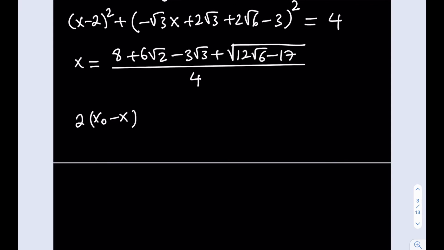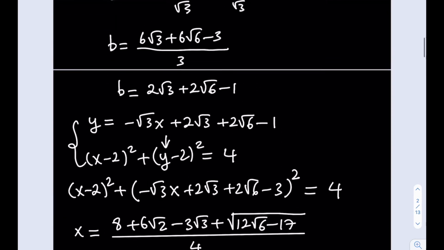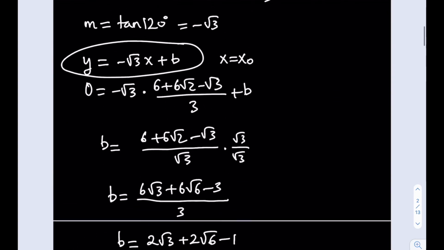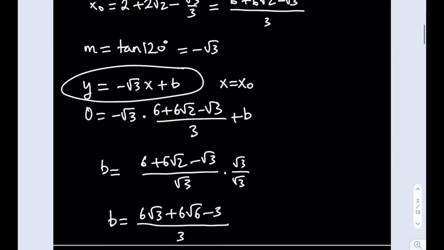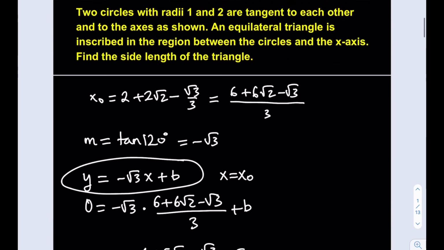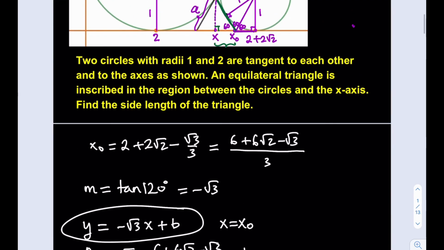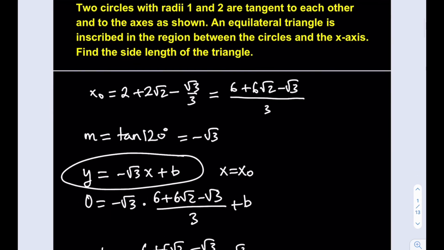Okay, well, what is x0? We've got to go back to where we found it, right? If you remember, x0 was found here. And the way we found it was we subtracted root 3 over 3 from this x coordinate because we know that it's the distance between them. So x0 is given by that value, 6 plus 6 root 2 minus root 3, divided by 3.